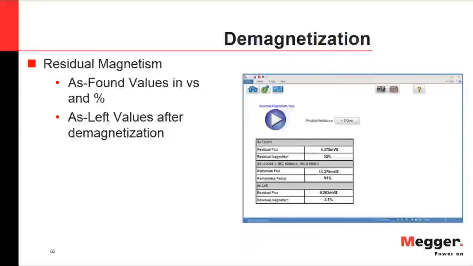The demagnetization is not just a procedure. What is interesting here is that we are providing as well the as found values and the as left values. So before we start the process, you want to know how much remnant saturation, or remnant magnetization, you have on your CT core. And after the demagnetization process, what is the remnant saturation or magnetization of the CT? So that information is also being provided.